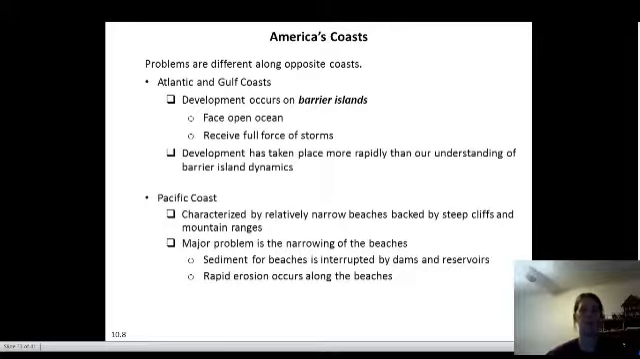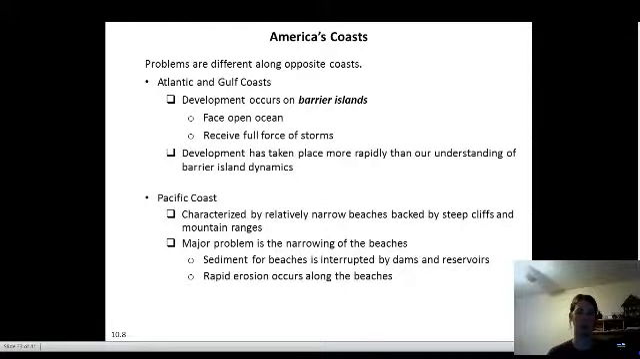The problems are different along opposite coasts. The Atlantic and Gulf coasts, you have development that occurs on barrier islands. These face the open ocean and receive the full brunt of storms that occur. Unfortunately, development has happened more rapidly than our understanding of the dynamics here, so we had a lot of population and settlement on these islands before realizing that basically any storm that comes in is going to create significant damage to human health and livelihood and buildings.